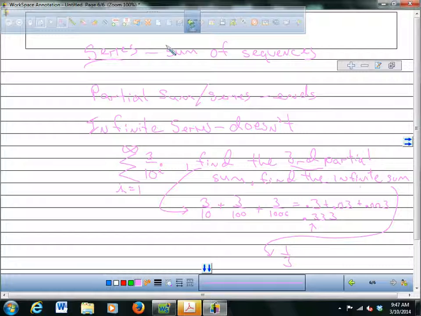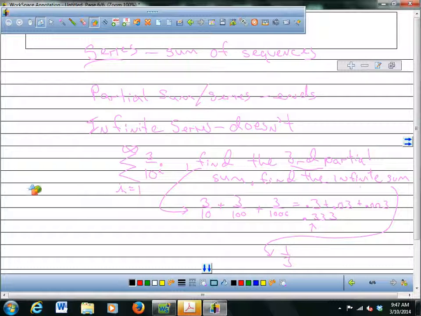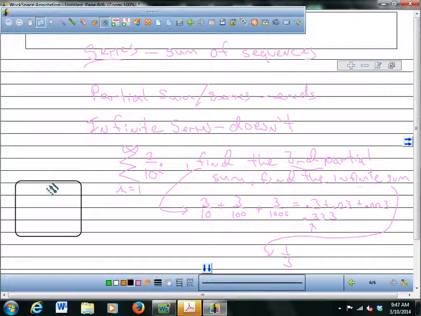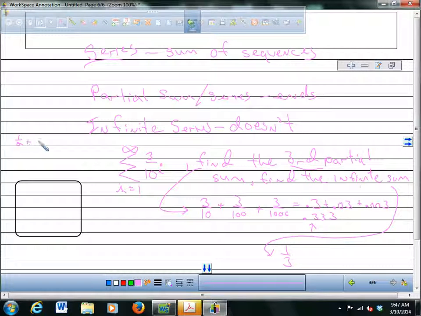Another way I like to think about that is, can I draw a rectangle here? Say we have a rectangle. I never did that before. So say I want to add up 1/2 plus 1/4 plus 1/8 plus 1/16 plus that. What do you think that's going to hit eventually, if I add up that sum?